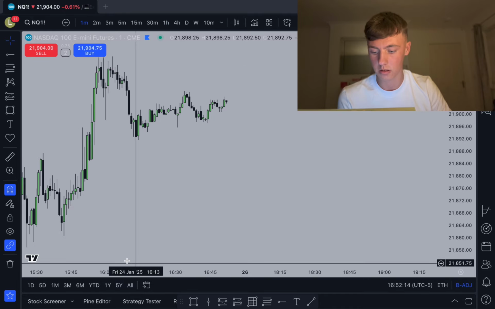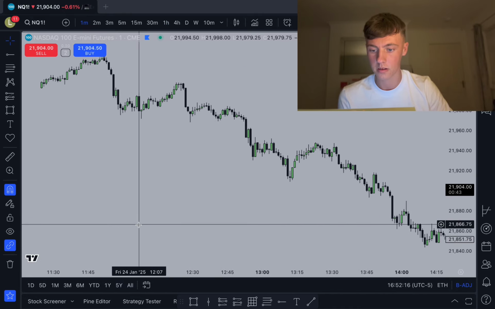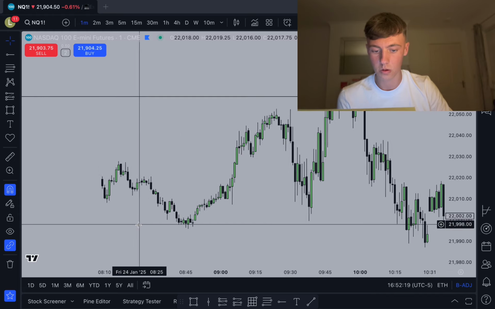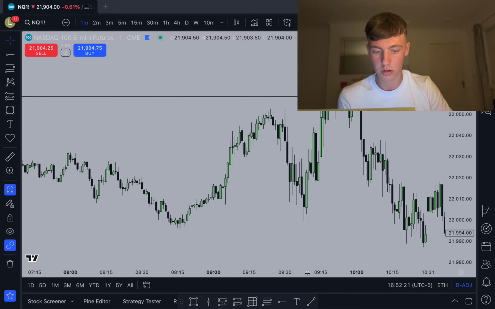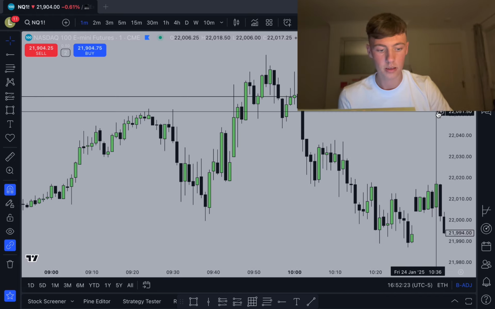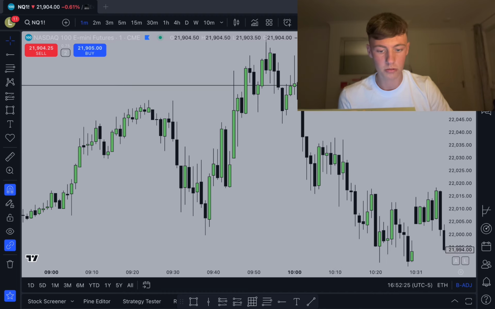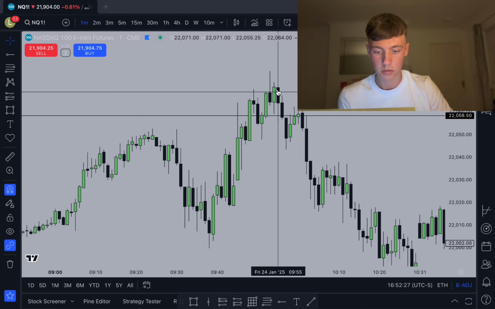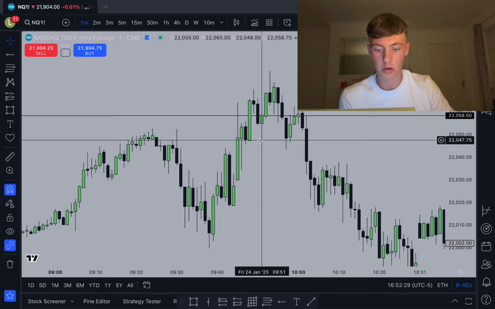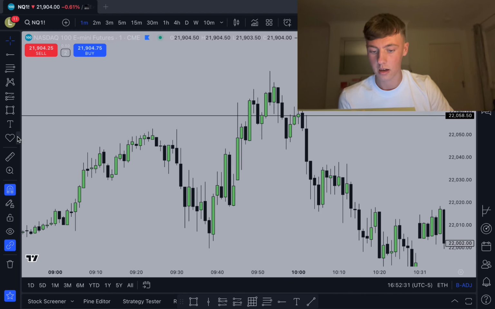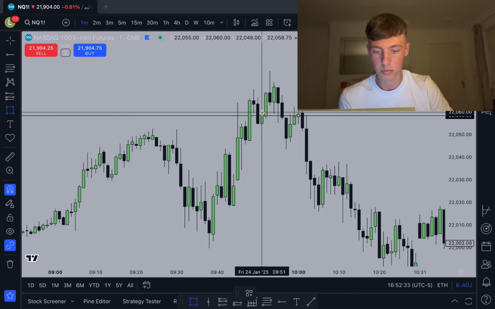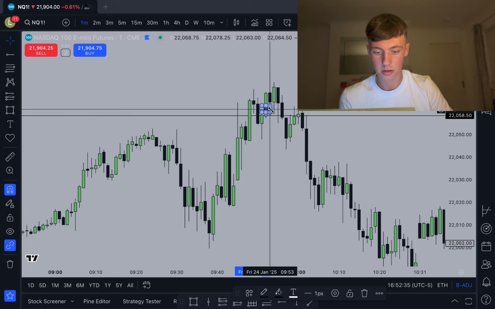So dropping down onto the smaller time frame, just before the first AM macro, we got the sweep of liquidity. And then during the macro, first AM macro, we got displacement to the downside, got a market structure shift, and we inverted this bullish fair value gap.